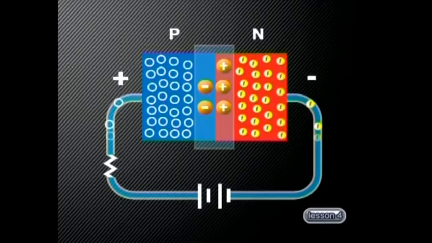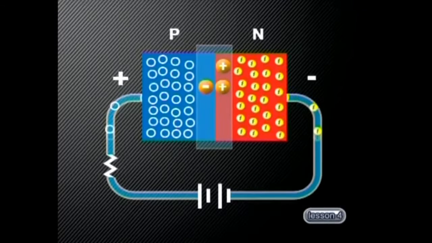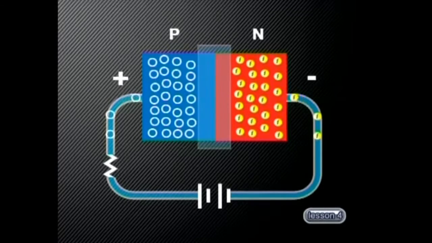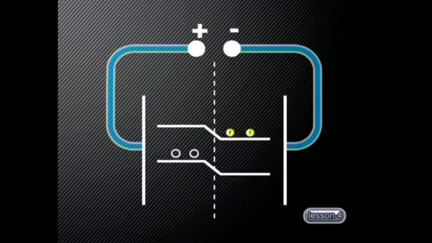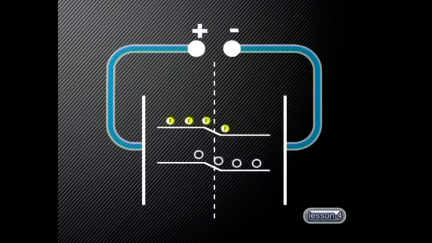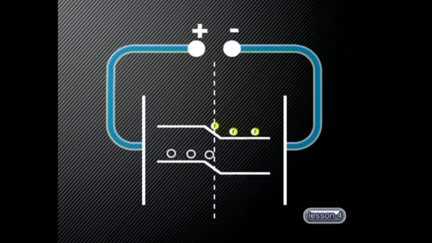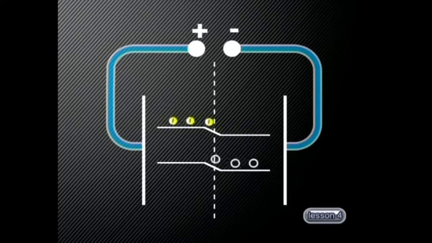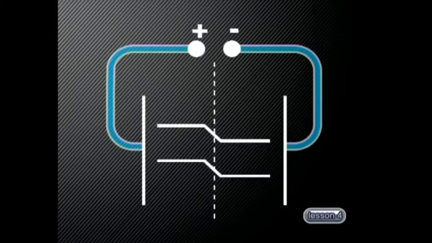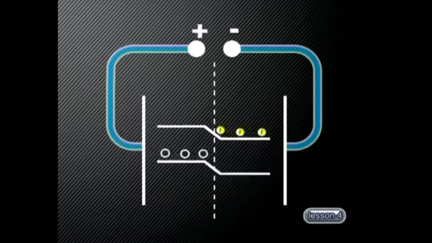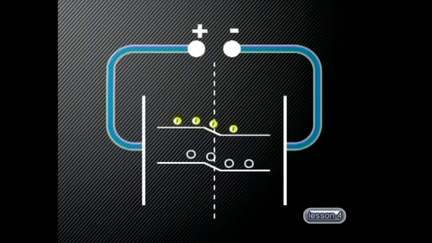The effect is to reduce the amount of extra energy required to cross the junction. In other words, the height of the energy barrier, or kink, reduces, and electrons can move freely towards the positive terminal of the battery. In the same way, holes can move from the P-type material across the junction towards the negative terminal of the battery.